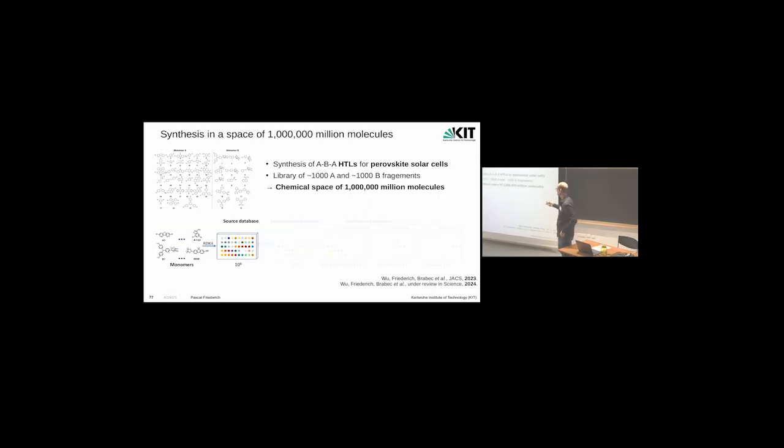Just a few more details. What we did here is we had libraries of A and B compounds, and we could react these A and B compounds to small molecules that basically consisted of A-B combinations. From just having 1,000 A and B fragments, you can already make 1 million molecules. So in principle, we have a search space of 1 million molecules here that we can synthesize in the lab and then put into solar cells to measure which one is the best one.